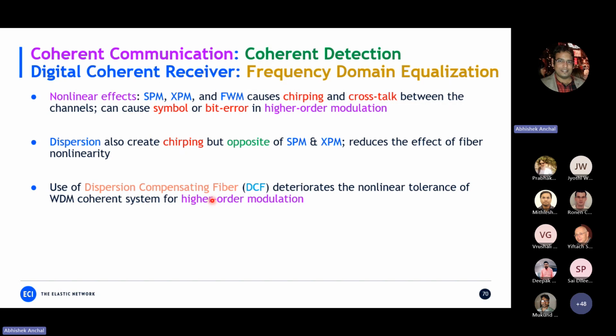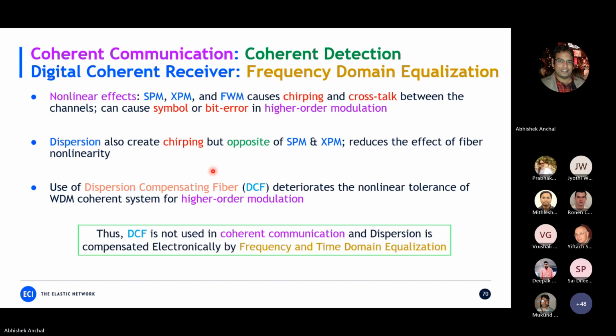And this is the reason we don't use DCF or dispersion compensating fiber in our network, at least for higher order modulation. With the older network, like XDM or something like that, where you transmit more intensity information, we use DCF. But in the new network, we don't use DCF. And this is the reason. But still, even if you don't use DCF, so we don't compensate the dispersion, and it's good for the higher order modulation, nonetheless, dispersion is still present, and we need to remove it, and we remove it using an electronic way to reduce the bit error.